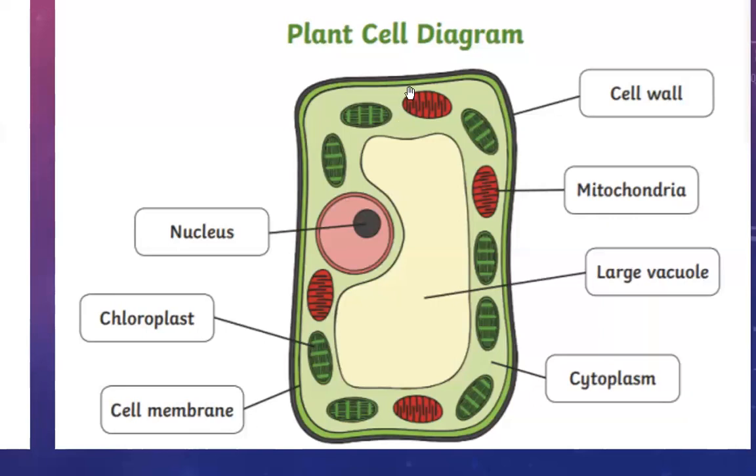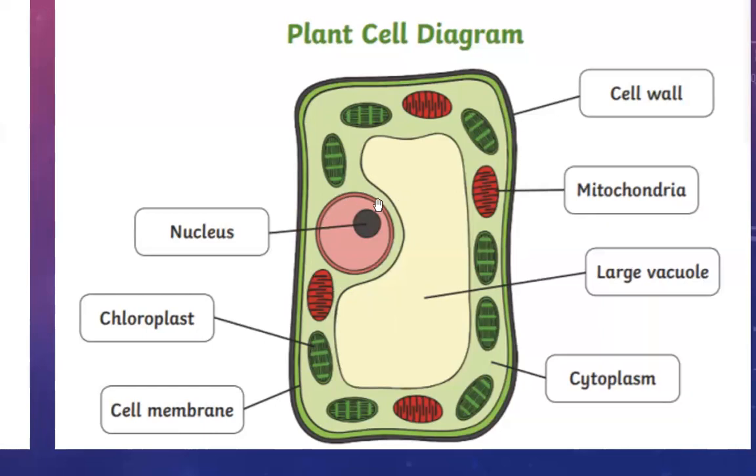Other than the cell wall, we have the cell membrane. Cell membrane is the inner layer. You can see that it is marked here, cell membrane. It is the inner layer. And cell membrane ka kaam kya hota hai? It controls the things that can move in and out of the cell. So cell membrane is the second layer. After that, we have cytoplasm and nucleus.